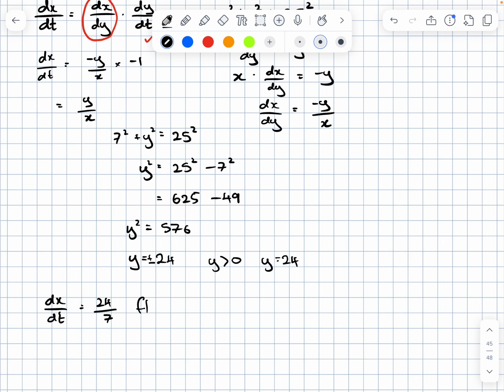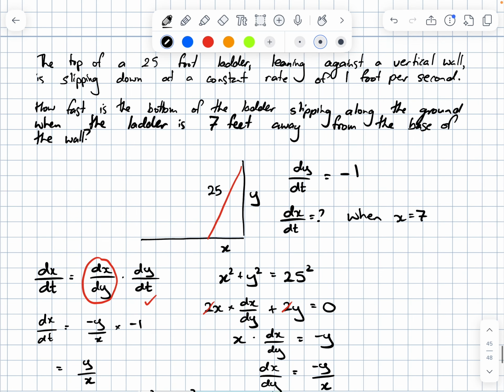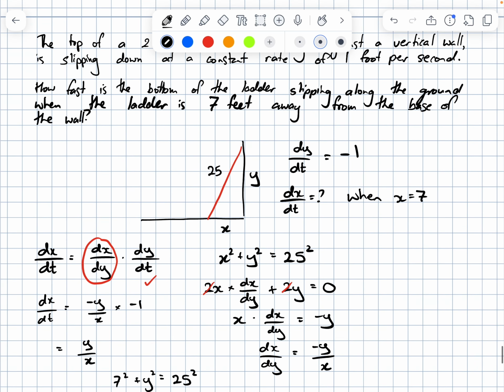Now in terms of our sign, does it make sense? Well, when the ladder is slipping down, y is getting smaller, so it makes sense that dy/dt is negative. When it's slipping down, x is actually increasing in size, which means it makes sense that dx/dt will be positive.